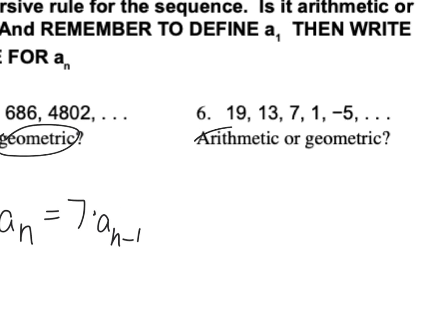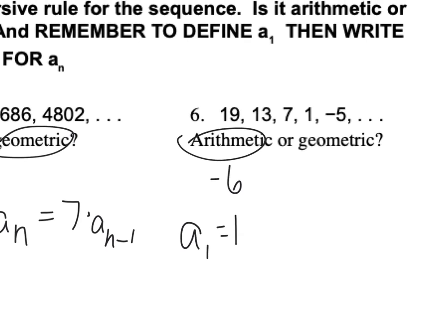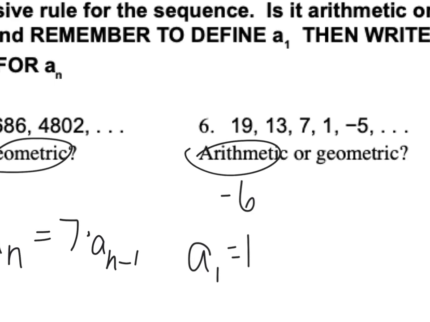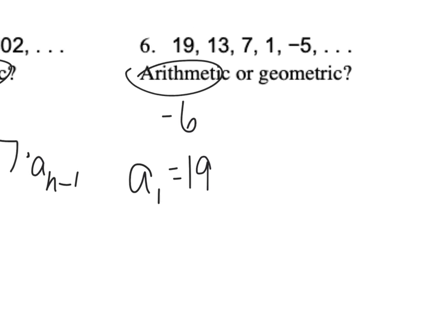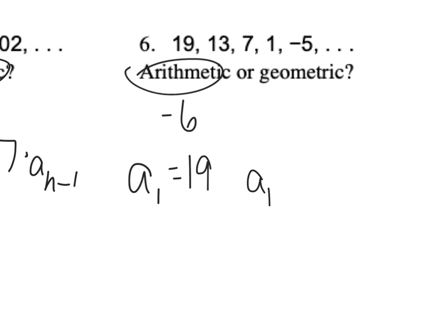Next one, it's arithmetic because it's going down by 6 each time. So you're going to define a sub 1 is 19. And your rule, remember our rule, a sub n is going to be a sub n minus 1, and we're subtracting 6 each time, so it'd be minus 6.